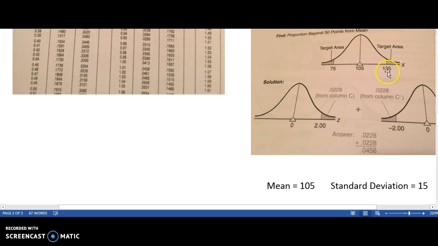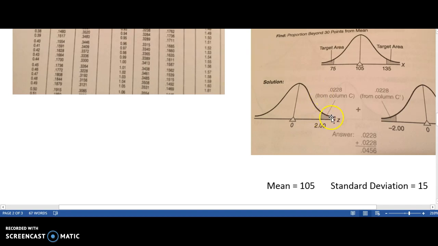So beyond those 2 points, I need the area from this point to the tail. So I need to find the z-score for each of these. They are both equally distant away, and they both end up being exactly 2.00 z-score, one positive and one negative. We're going to use the table in the back of the book, follow the column of the z-scores all the way down to 2.00, and find the area from that point to the tail. It ends up being 0.0228.